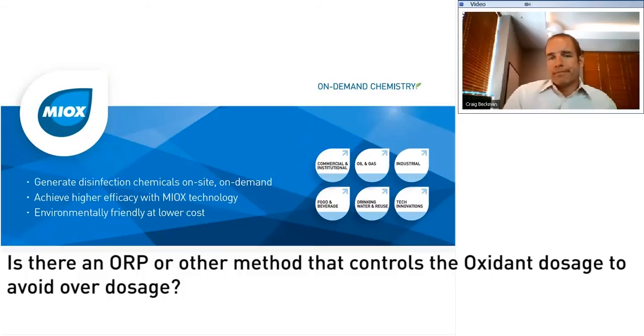If you're trying to hold a 1.5 milligram per liter chlorine residual, we can simply automate a pump back into the tank, and the tank injecting into the system is independent of the tank being filled by the generator. So hopefully that answers the question.